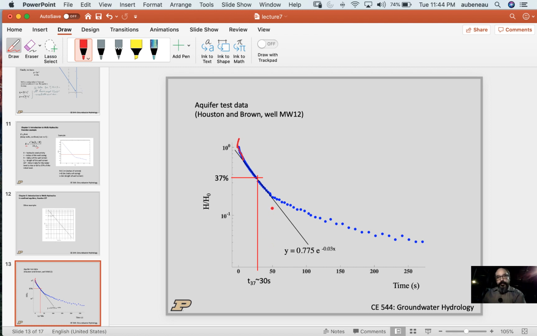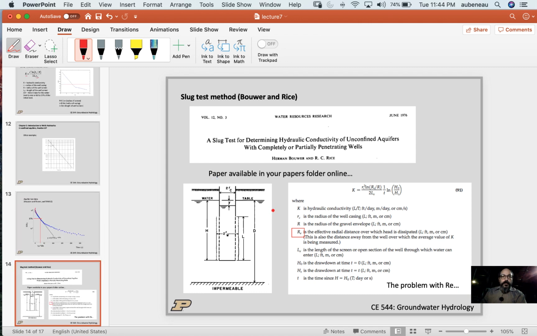For example, this is the last method we'll see for this lecture, the Bouwer and Rice method. Now, the Bouwer and Rice is typically for unconfined aquifers. So again, the previous two are for confined aquifers. I already explained that. The upside of the Bouwer and Rice is that it does work for an unconfined situation, which is really neat.